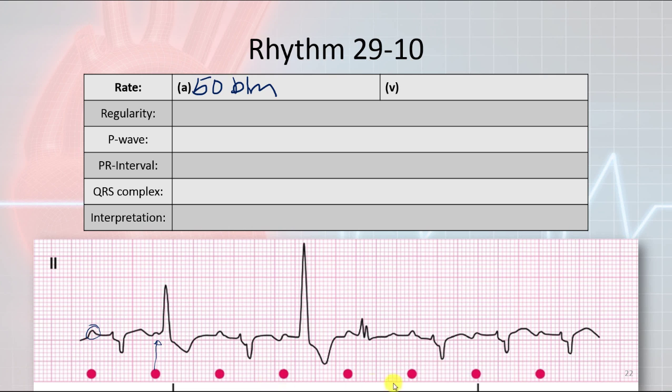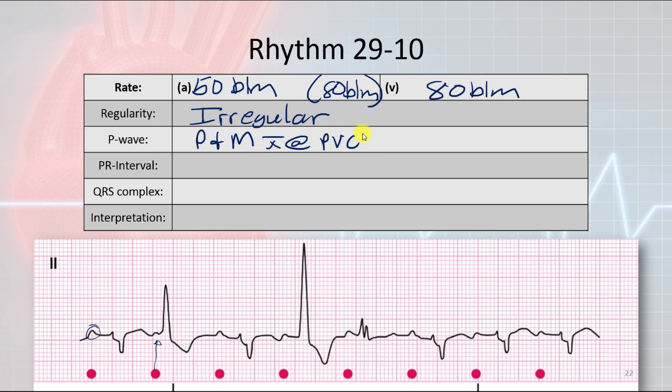If I use the red dot thing, because the book was nice enough to identify the P waves, then it would be 1, 2, 3, 4, 5, 6, 7, 8. It would be 80 if I were to use the book. The ventricular rate, 1, 2, 3, 4, 5, 6, 7, 8: 80 beats a minute. So let's look at the regularity. There's no pattern to this irregularity here, so we're just going to call it irregular. P waves. When we see P waves, they are present and they are married, but they are not present and married at the PVCs.